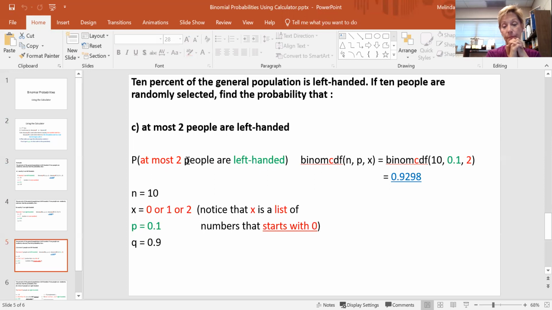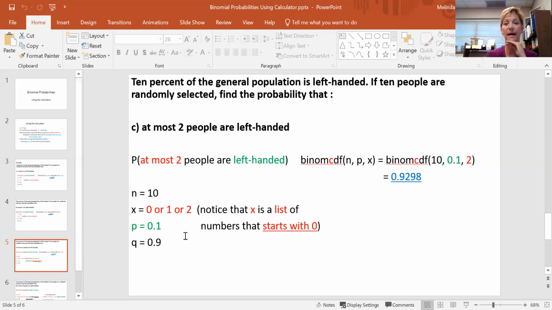Okay. Now, if it had said less than 2, I would just have 0 or 1. So you got to be able to do some English. At most 2 means 2 or below. Okay. And then which category is in the parentheses now? Well, it says left-handed, 10% are left-handed. So P is 0.1. 1 minus P gives me Q. So that's where I got the 0.9. Now, this time, I don't have one number next to X. I got a bunch of numbers next to X. Bunch is more than one. Okay, I got a list. But the list has to start with 0. See, my list does start with 0. So it makes both conditions, a list, and it starts with 0.